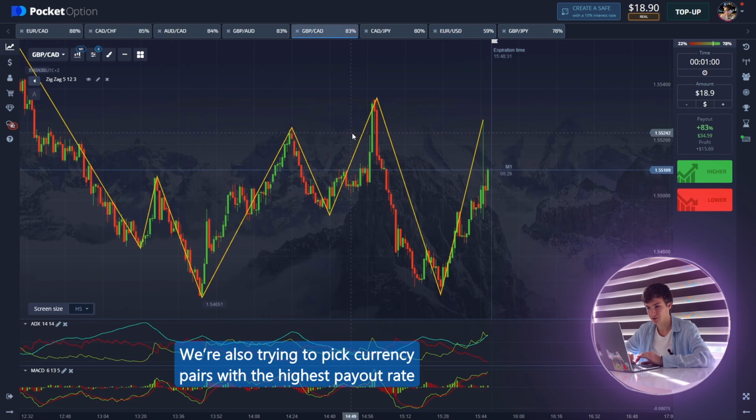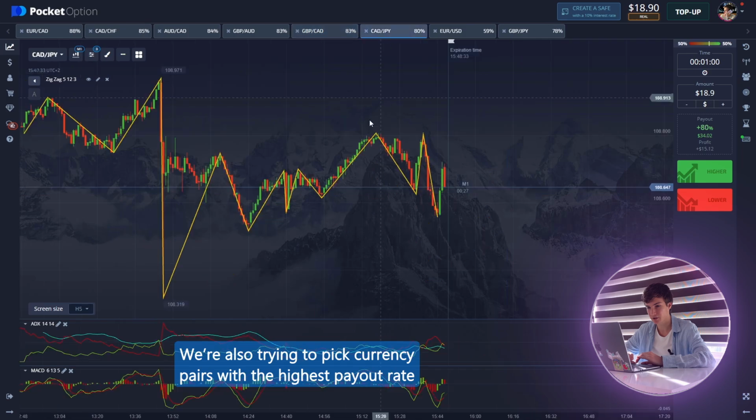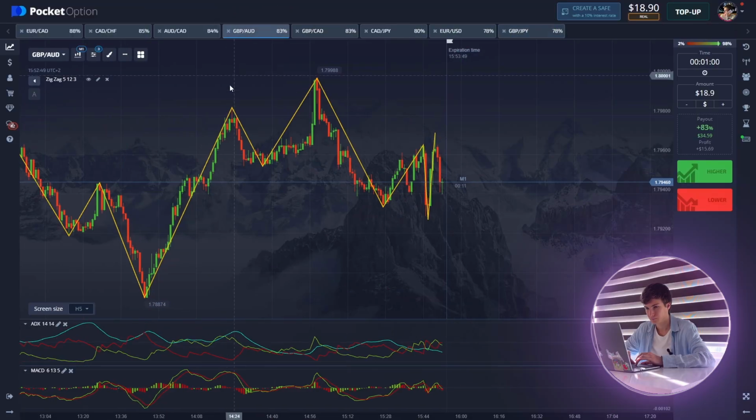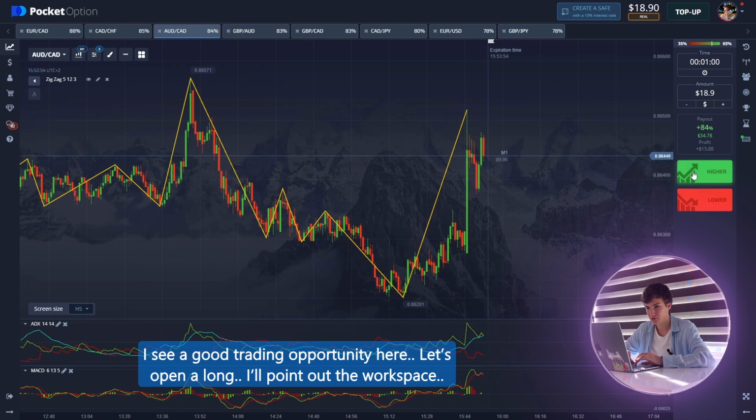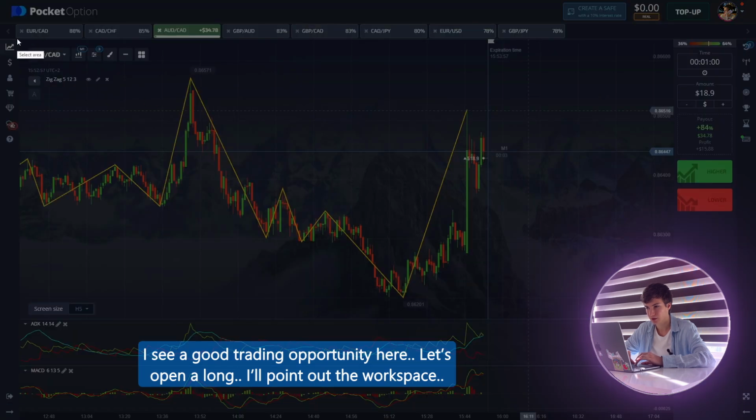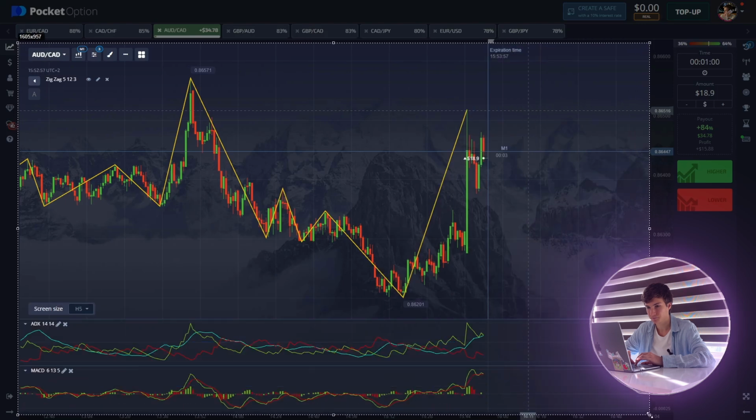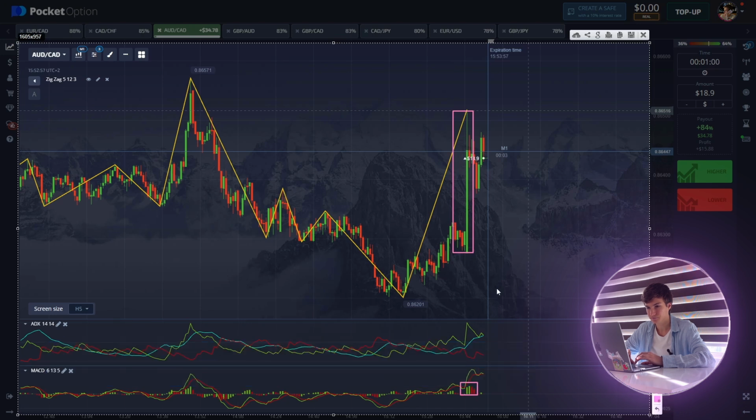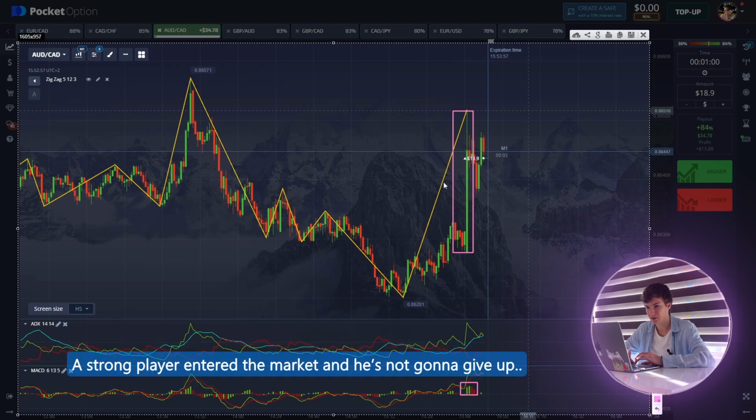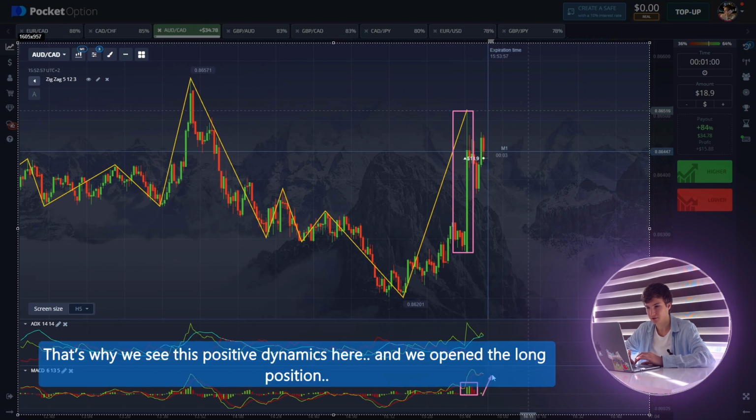We are also trying to pick the currency pair with the highest percentage per trade. So let's continue analyzing. I see a good trading opportunity here. Let's open a long. I'll point out the workspace. We see that there was a good volume here, and look at this huge green candle. A strong player entered the market and he's going to push it up.